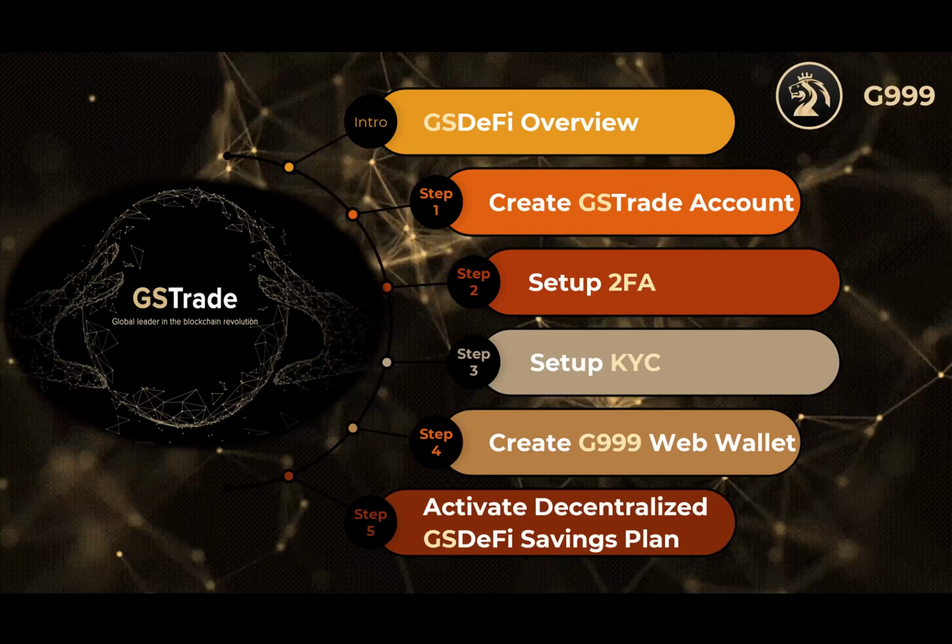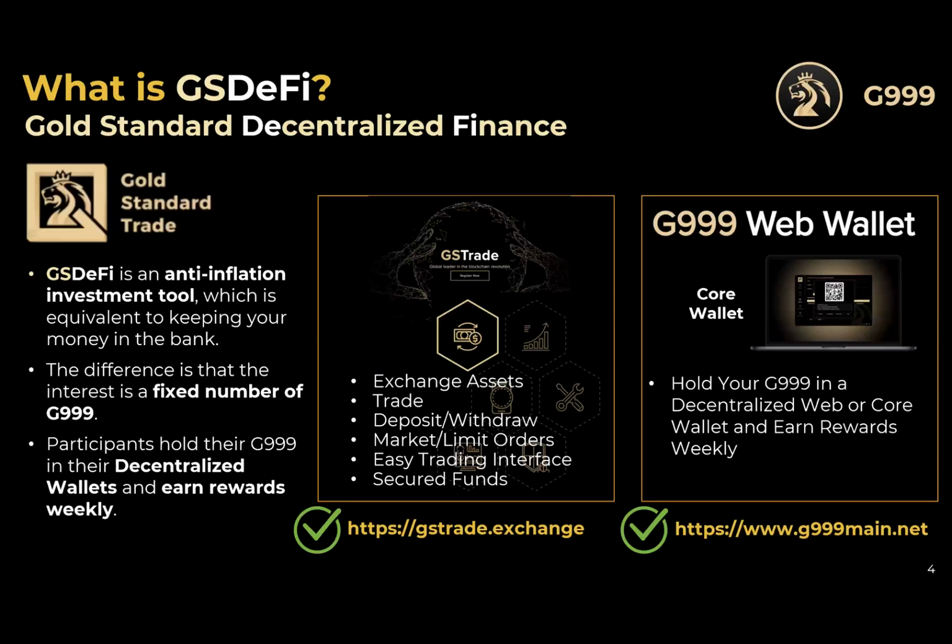So let's get started. An overview of DeFi. DeFi stands for Gold Standard Decentralized Finance. It is available on GSTrade. It is an anti-inflation investment tool, equivalent to keeping money in your bank, but the difference is that the interest is a fixed number of G99s. Any participant who's a member can use this service, and you will be holding your G99s in a decentralized wallet and/or core wallet, and we'll talk about that, so that you can earn weekly rewards.